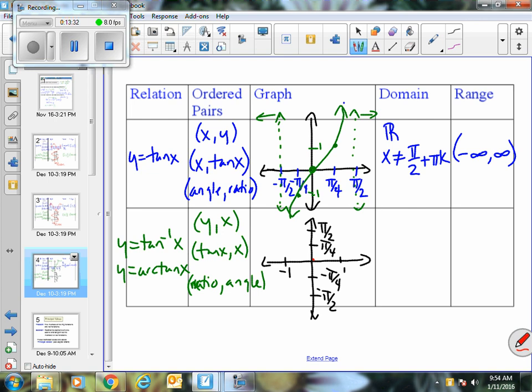So 0, 0 is still going to be 0, 0. We had pi over 4, 1, so it's going to be 1, pi over 4. Negative pi over 4, negative 1. So we would have negative 1, negative pi over 4.